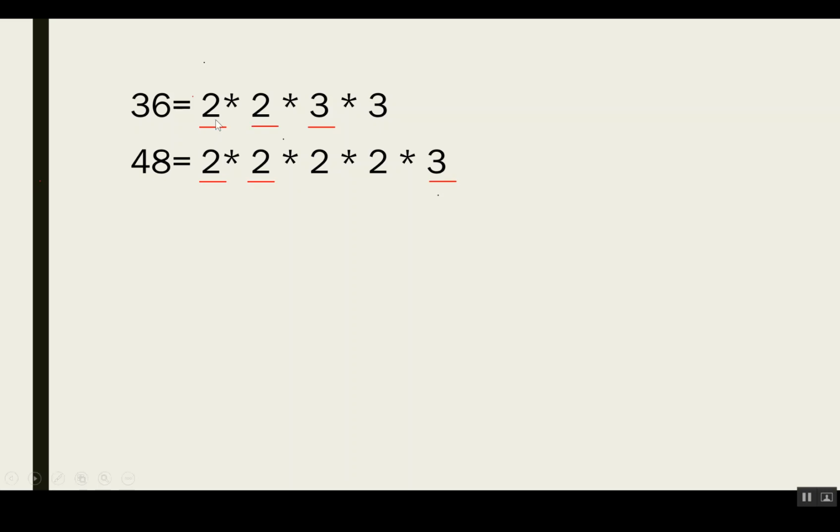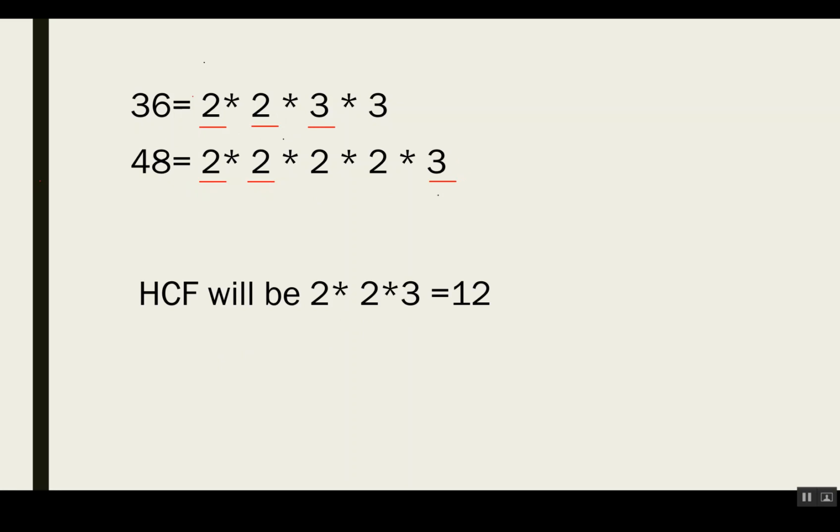If we notice, 2 is present in both, so this 2 becomes one set, and another 2 is another set. Then here comes 3. 3 is present in 36 as well as in 48, but in 36 we can see another 3 which is missing in 48. So only the common factors present in the prime factors of both numbers are 2, 2 and 3. So the HCF of 36 and 48 will be 2 into 2 into 3, which is 12.